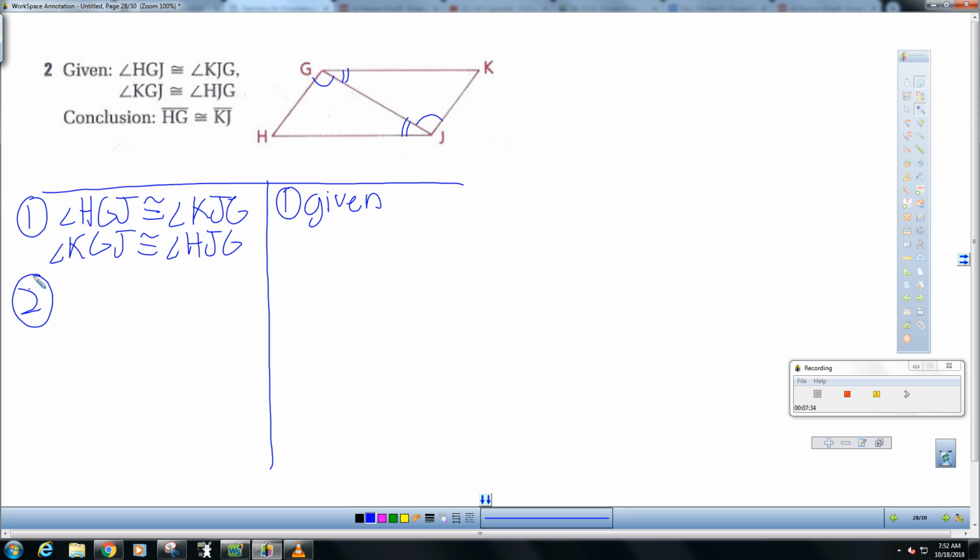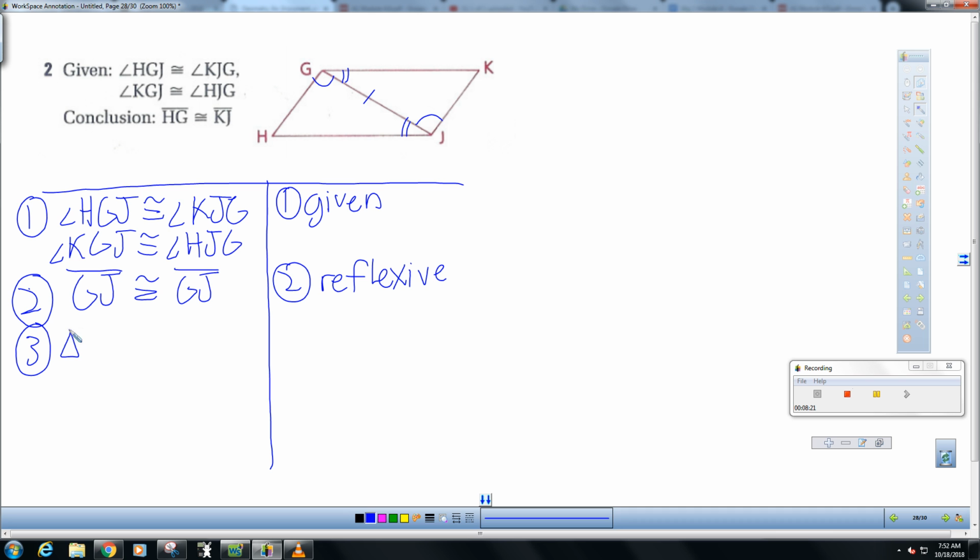So looking up at this picture, that means we're going to need that side JG is congruent to JG, because that's part of both triangles, and it's in between those two angles we already know. So I'm going to say segment GJ is congruent to itself, and that's our reflexive property. So now I've listed out the three things I know. So I've already listed out my angle, my side, and my angle.